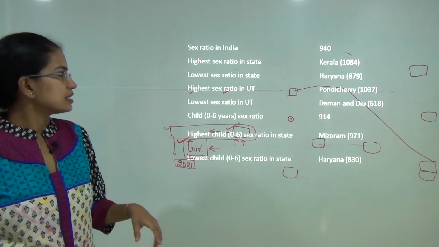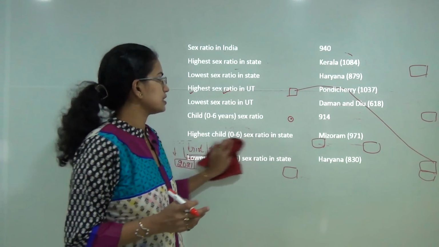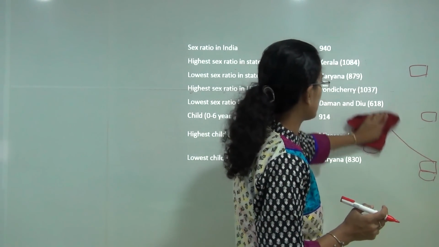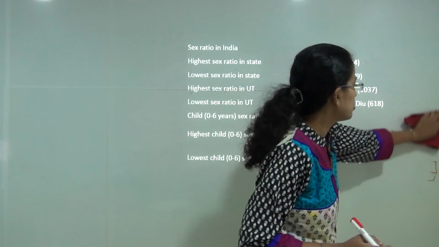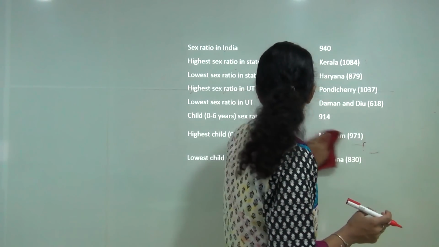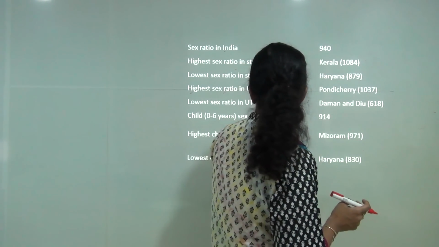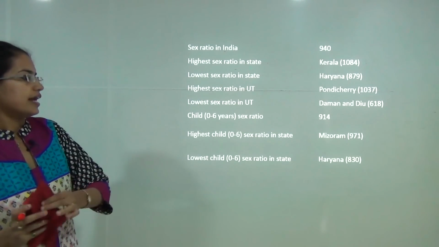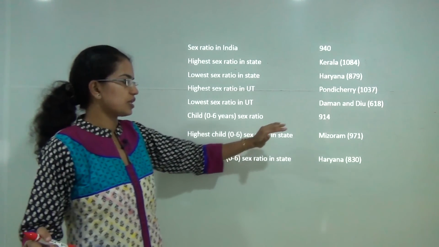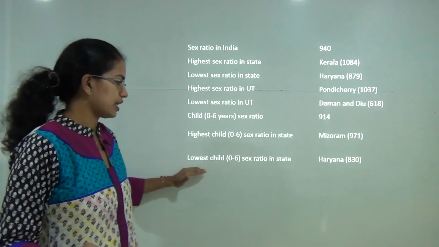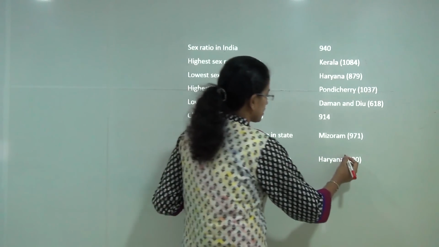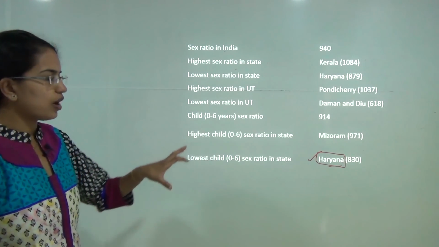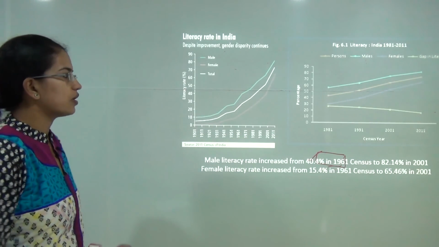Now the next is, the highest sex ratio is seen in Kerala, attributed to a high human development index and high literacy in the region. You have the lowest sex ratio in Haryana. Among the union territories, you have the lowest in Daman and Diu and the highest in Pondicherry. Then the highest child sex ratio is seen in Mizoram and the lowest is seen in Haryana. So Haryana overall comes into the major picture with more focus on a male child. A lot of work has been going on in Haryana.